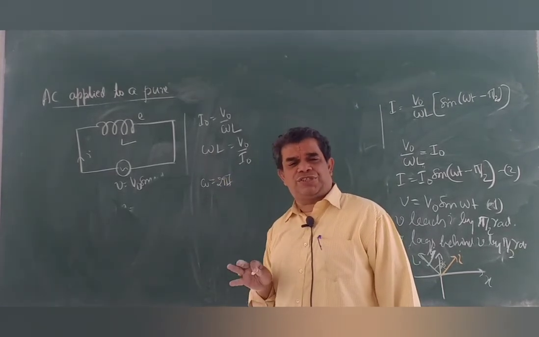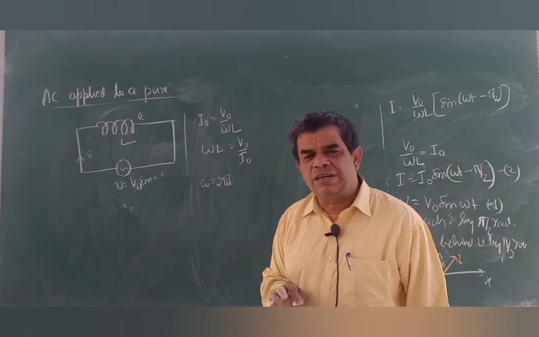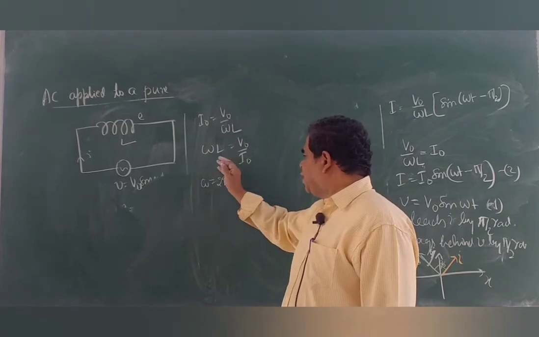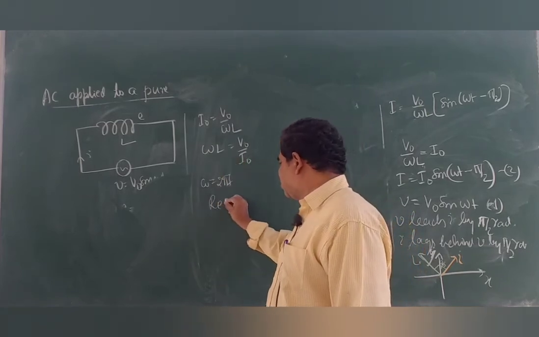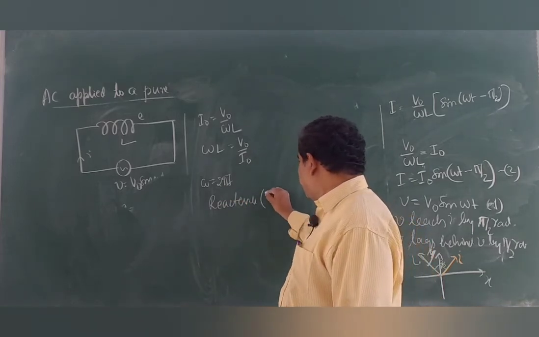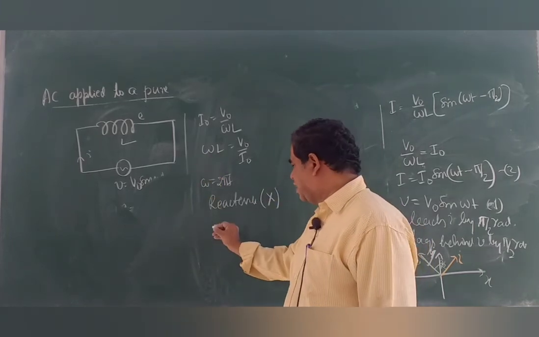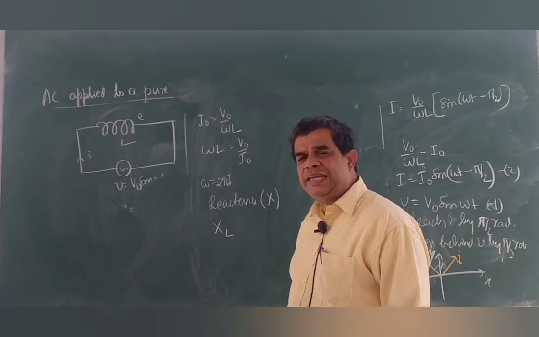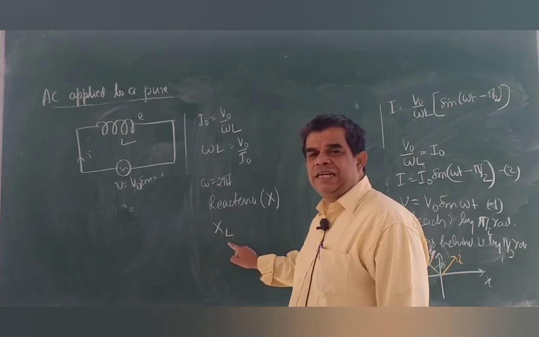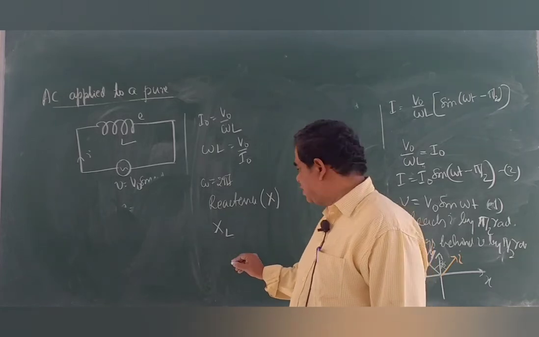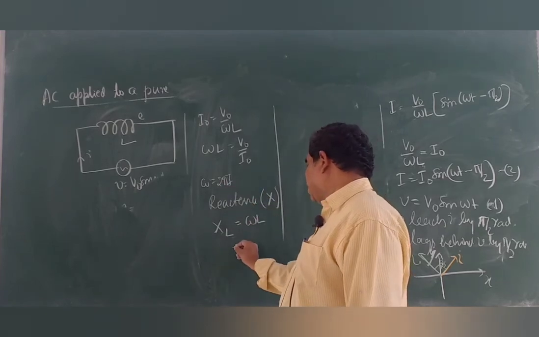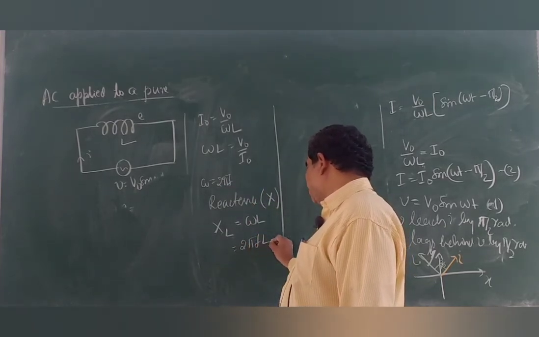This type of opposition, V naught by I naught, which depends on the frequency, is called reactance. We call that reactance, and it is denoted by X. Here, as it is reactance of inductance, I denote it by XL. L stands for inductive reactance or reactance offered by inductance, and it is omega L. Or if we substitute for omega 2 pi f, we can write it as 2 pi f L.